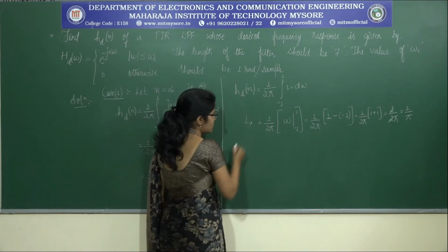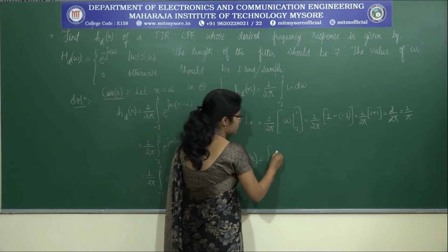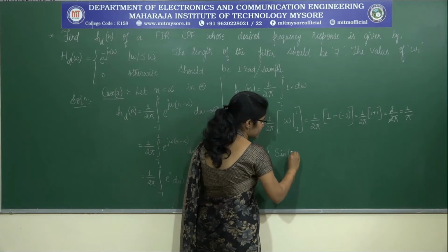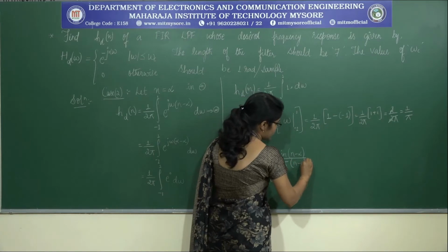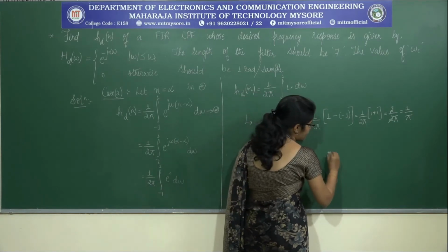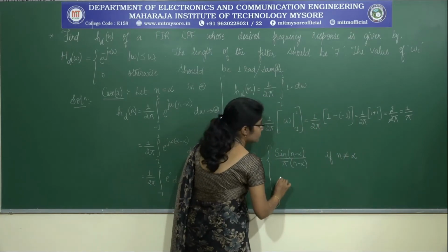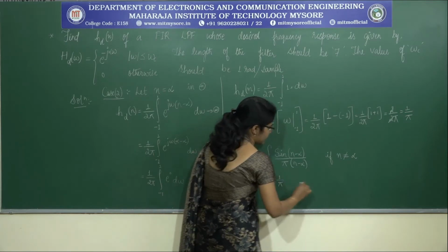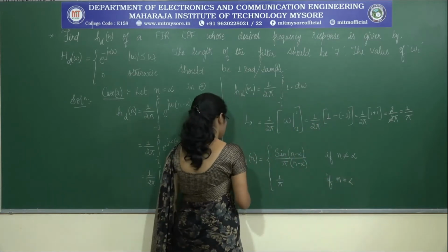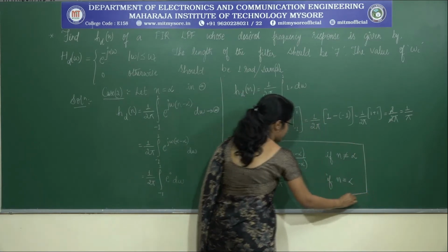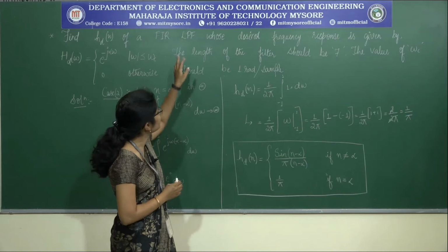So final conclusion is, therefore hd of n will be equal to sine (n minus alpha) divided by pi into (n minus alpha) if n is not equal to alpha. So it will be equal to 1 by pi if n is equal to alpha. So this is the desired impulse response for the given desired frequency response of an FIR low pass filter.